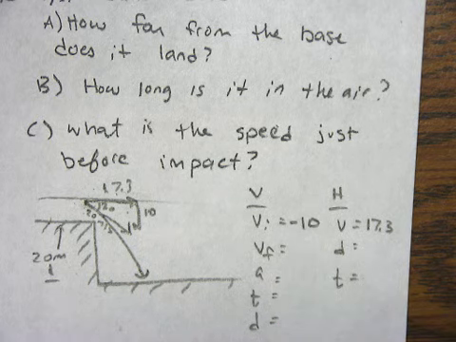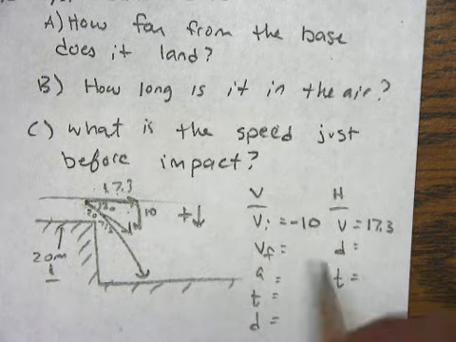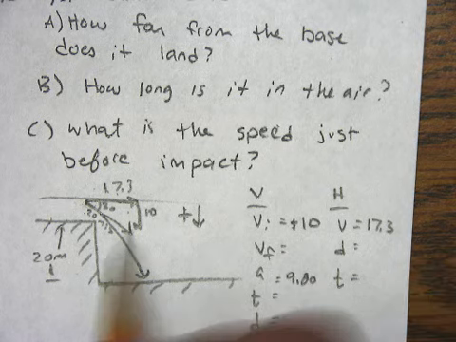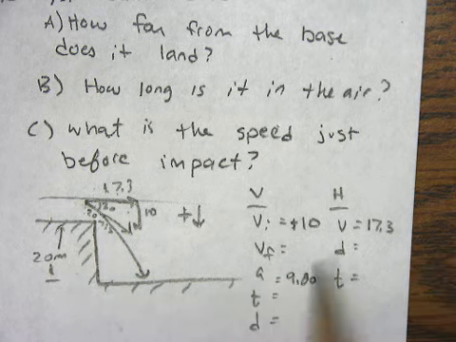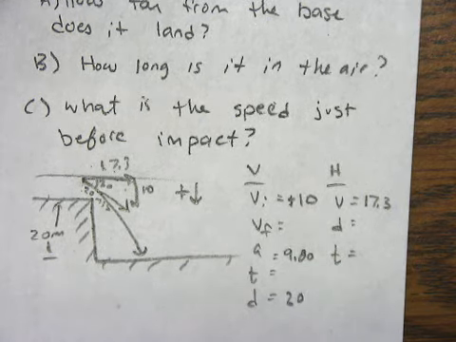You know what I might just do? I might make positive down in this problem. So instead of this being a negative 10, let's make it a positive 10. So the acceleration is going to be a positive 9.80, and the distance it travels is going to be a positive 20. That makes this problem a whole lot easier doing it like that.